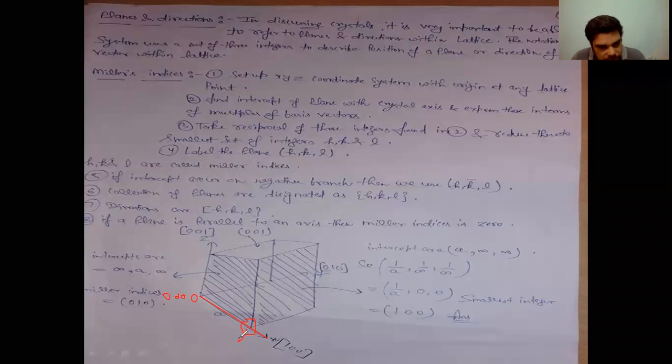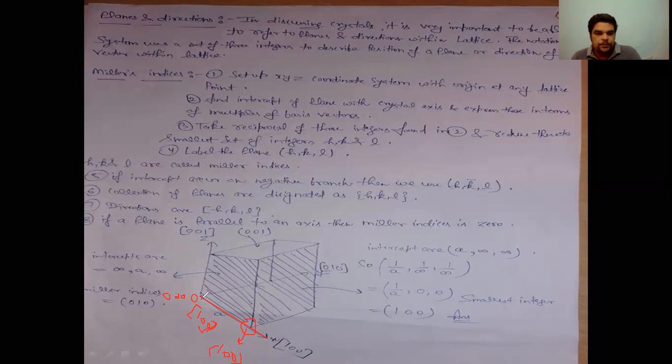In terms of the cubic unit cell, the coordinates here are 1, 0, and 0. So the direction corresponding to this will be final coordinates minus initial coordinates. So 1 minus 0 is 1, 0 minus 0 is 0, 0 minus 0 is 0. The direction corresponding to this will be [1, 0, 0]. And we use square brackets in this case. So in the case of directions, we use square brackets.